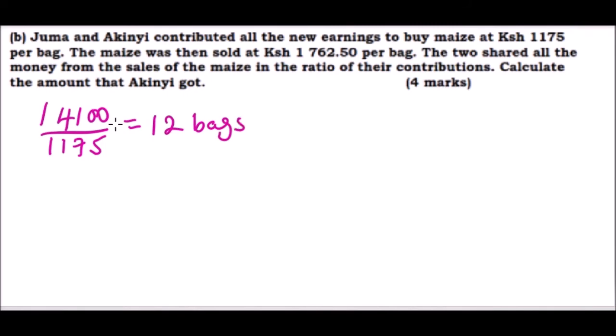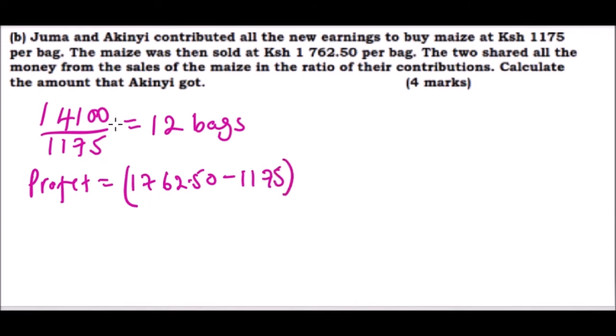These 12 bags, they sold at 1,762.50 per bag. So we can calculate profit: one bag was sold at 1,762.50, you minus the buying price, which is 1,175, that is the profit per bag, and you multiply by 12 bags. Using a calculator you will be able to get that. They got 7,050 shillings. That is what you get when you compute that.